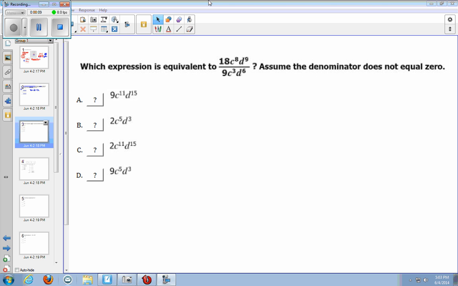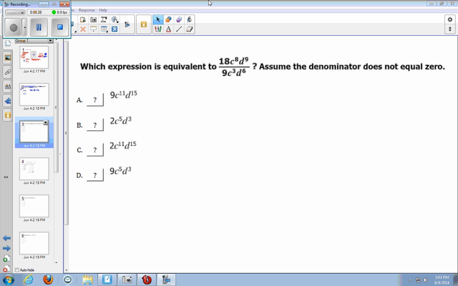We're on to question number 3, which reads: which expression is equivalent to the quantity 18c to the 8th d to the 9th divided by the quantity 9c to the 3rd d to the 6th? Assume the denominator does not equal 0.